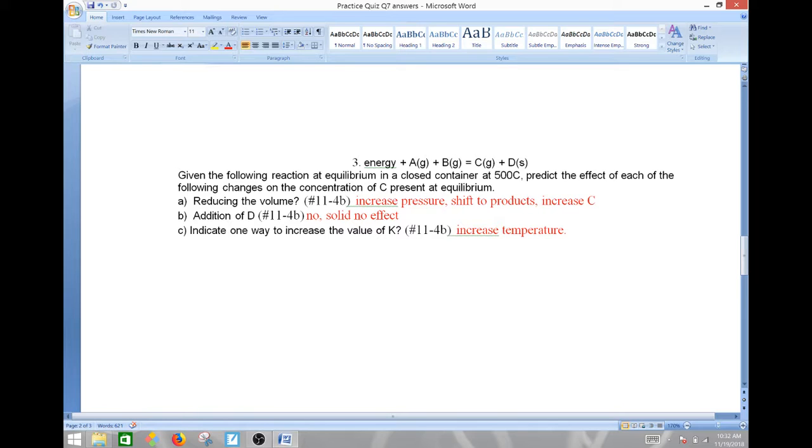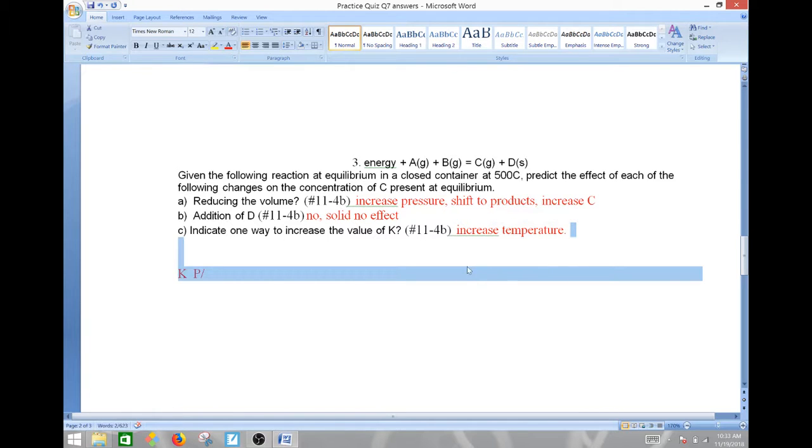Indicate one way in which the value of K will increase. Change to increase the value of K. All right, so just one little clarifying piece here. I don't know if I mentioned this in class or not. At least yesterday I did not, but either way. In this case, remember that K is a ratio of products over reactants. All right, products over reactants.